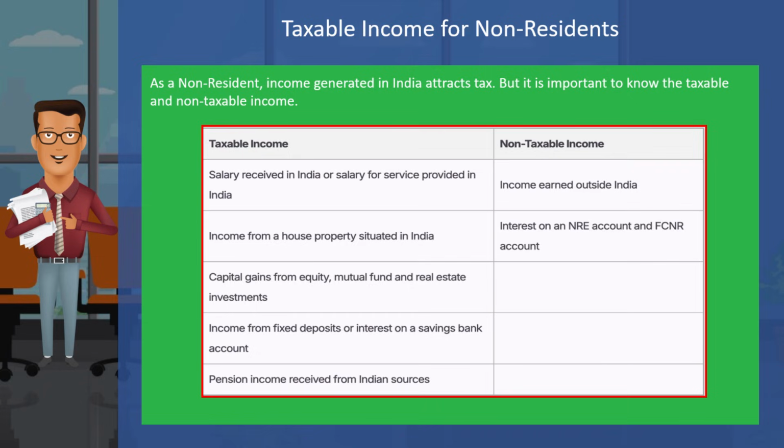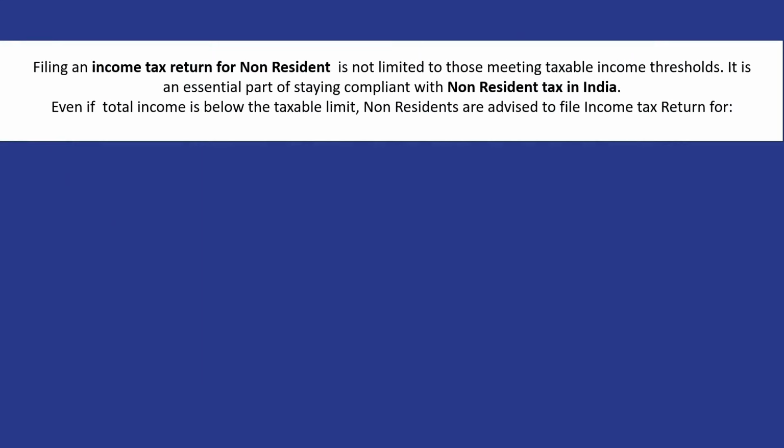on savings bank account in India, pension income received from Indian sources are some of the examples of taxable income in India. However, income earned outside India or interest on an NRE account or FCNR account are some of the examples of non-taxable income in India. Filing of an income tax return for non-resident in India is not limited to those meeting taxable income thresholds. It is an essential part of staying compliant with the non-resident tax in India.